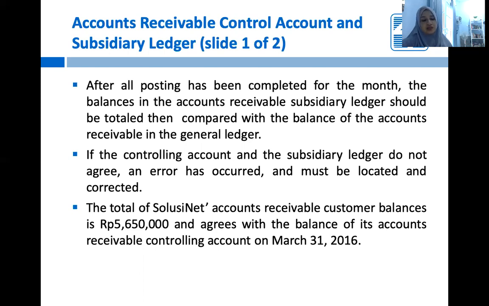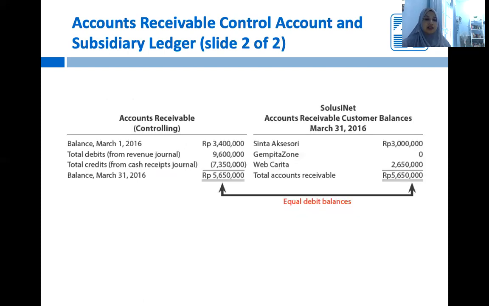So the total of the subsidiary ledger for customers A, B, C, and D must equal the balance in accounts receivable in the general ledger. This is how we can perform the calculation and compare. That's why this one is called a controlling account: to control whether the transactions have been fully and correctly recorded.